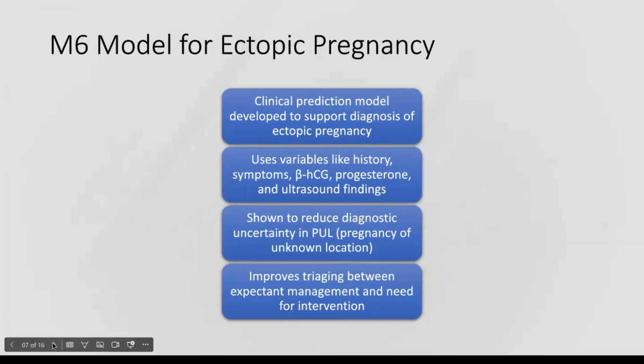Some trusts use different models to clinically predict the possibility of a pregnancy of unknown location. We use the M6 model, which is basically a prediction model developed to support diagnosis of ectopic pregnancy. We use variables like history, symptoms, beta HCG, progesterone, and ultrasound findings. This has been shown to reduce the diagnostic uncertainty in PUL and improves the triaging between expectant management and the need of intervention.